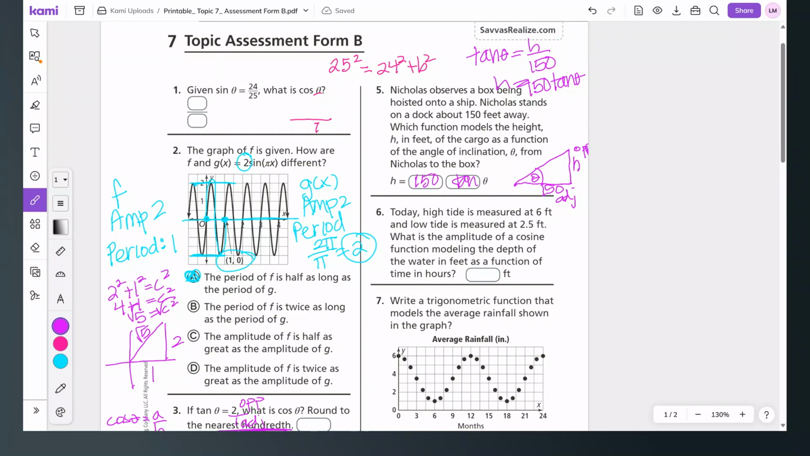All right, number 6. Today, high tide is measured at 6 feet. Low tide is 2.5. What's the amplitude of the cosine function? All right, so high is 6, low is 2.5.